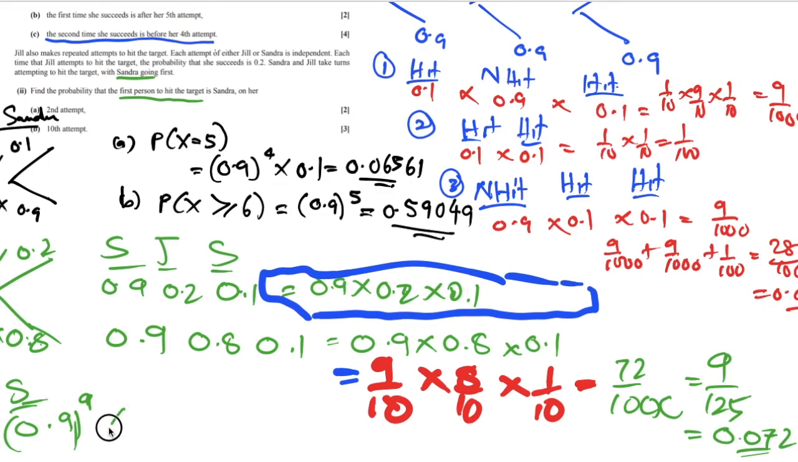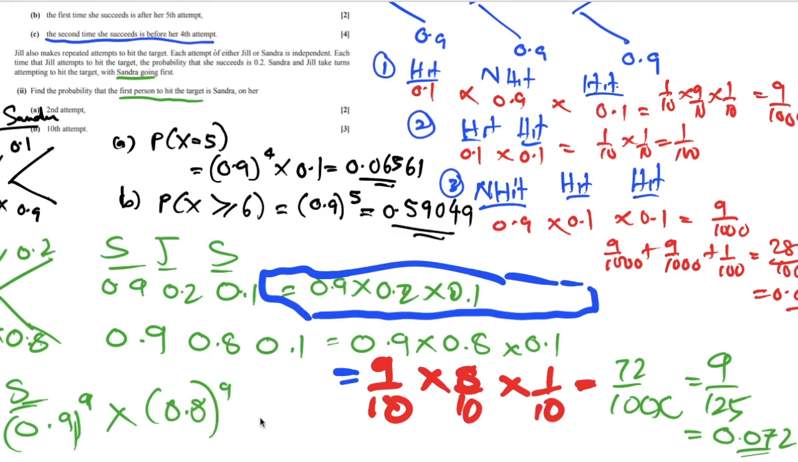Okay, 0.9 to the power of 9. Why is it 0.9 to the power of 9? Because the first 9 times Sandra is not making it. Since Sandra goes first, by the time Sandra goes to the 10th, Jill should have attempted 9 times, and she failed all 9 times. The probability of her succeeding is 0.2, so failing is 0.8, and this is also to the power of 9.